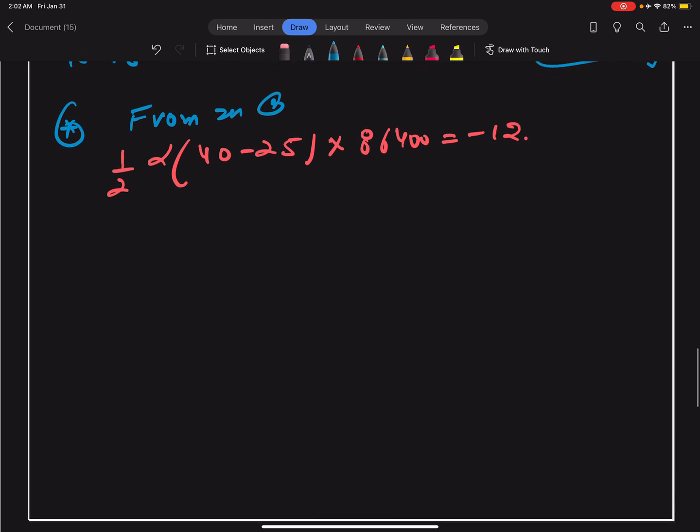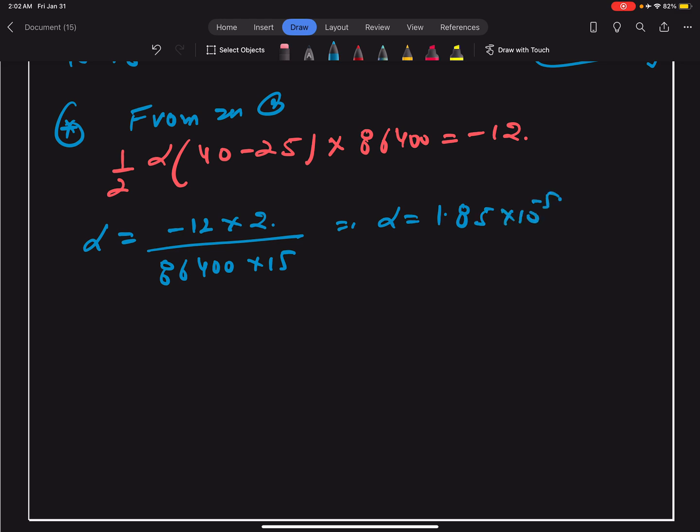And this gives us that our alpha will be equal to minus of 12 multiplied by 2 divided by 86400, and this is our 15. And from here we can say our alpha will be equal to 1.85 into 10 to the power minus 5. So this is our value of alpha.